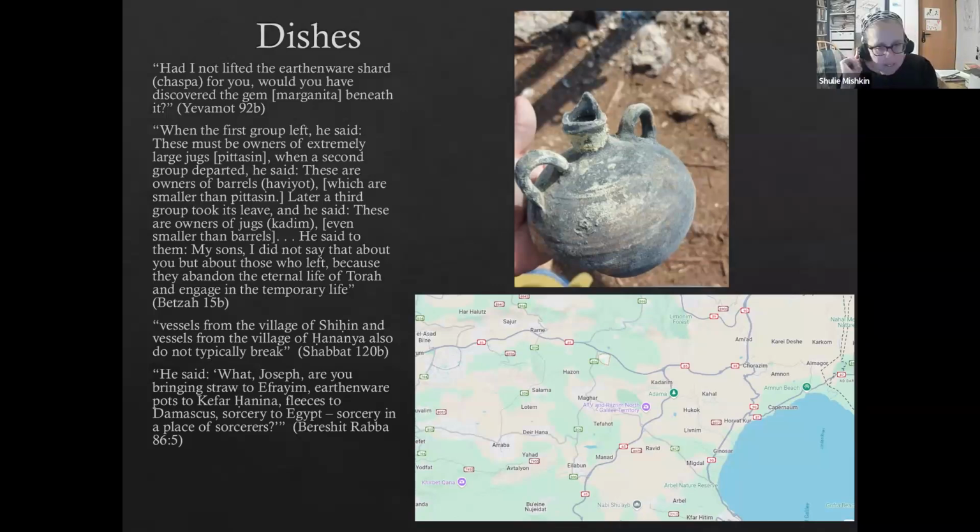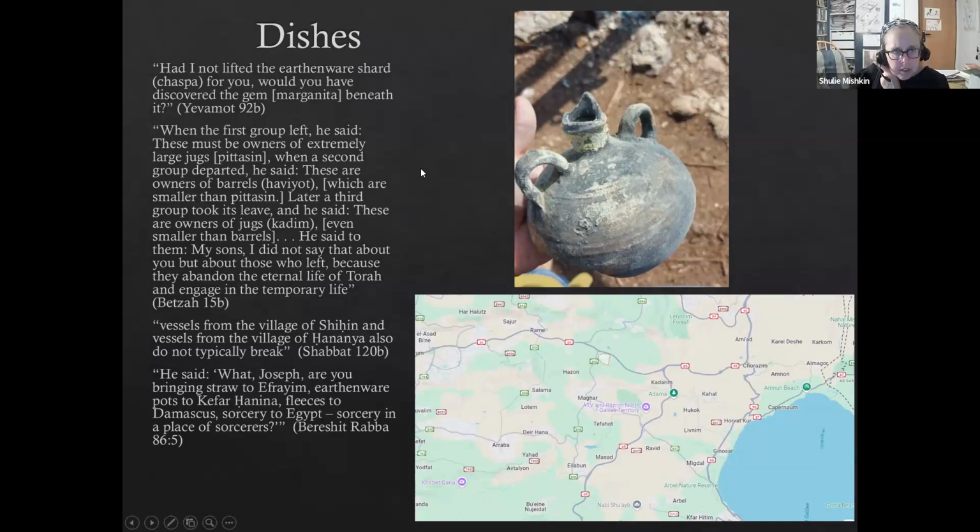So basically, it's a very vague term. It's used for large things, for storage, for oil, for wine, for water. It's not used for cooking, but you could have different sizes of it. So look at this story in Beitza, right?